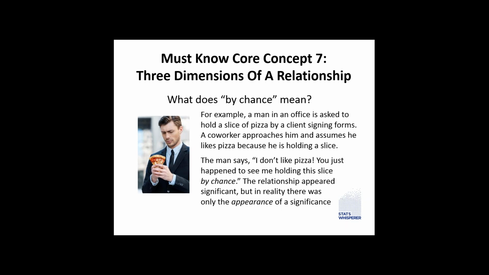It's even in our everyday vernacular, right? By chance. So essentially what happened is the relationship looks significant. You see someone holding a pizza, and of course it looks like there's a relationship where the person likes pizza, a significant relationship between the person and pizza. But it's only the appearance of significance. So that's a by chance, right?